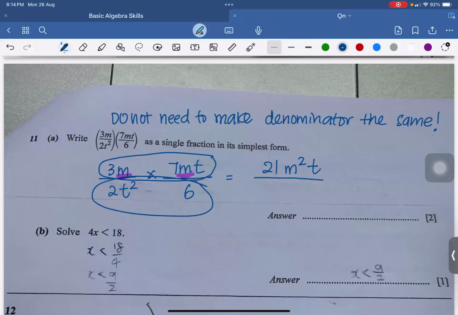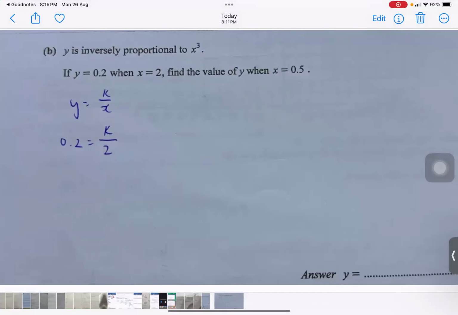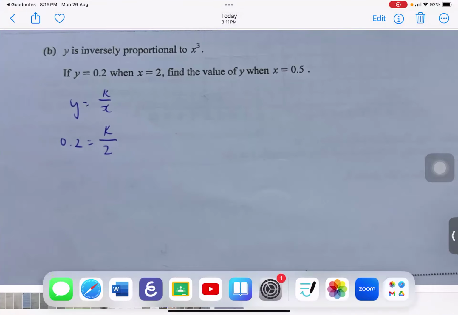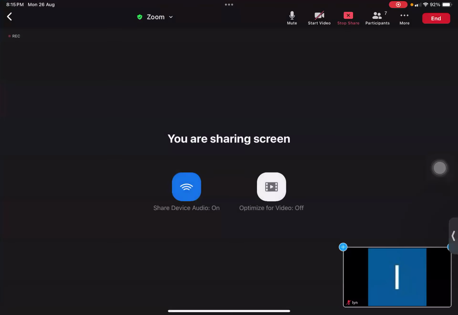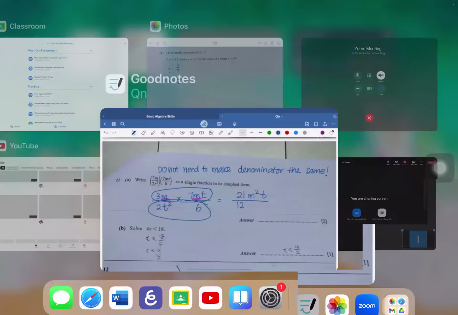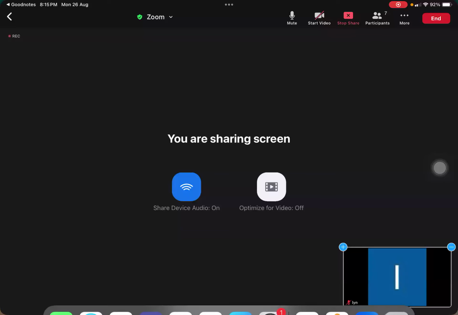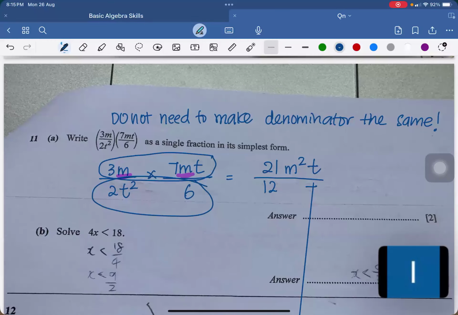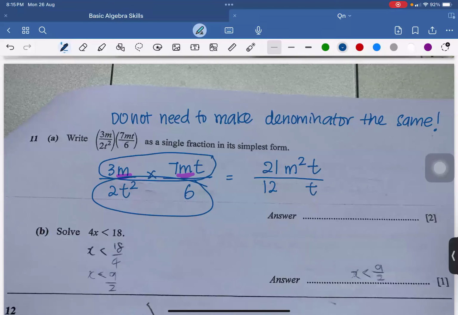Denominator with denominator, 2 times 6, 12. Any m? Only got t squared. Oops, sorry, I accidentally pressed something. T squared. Okay, then what we need to do is simplify.